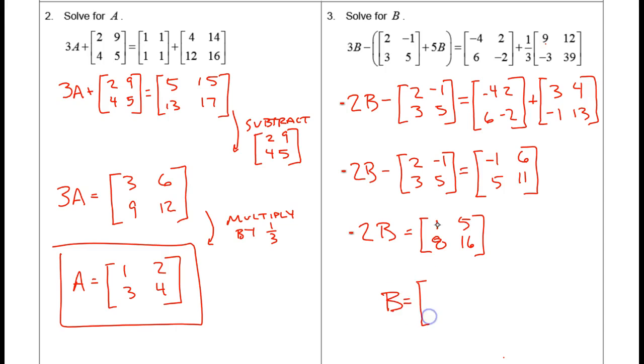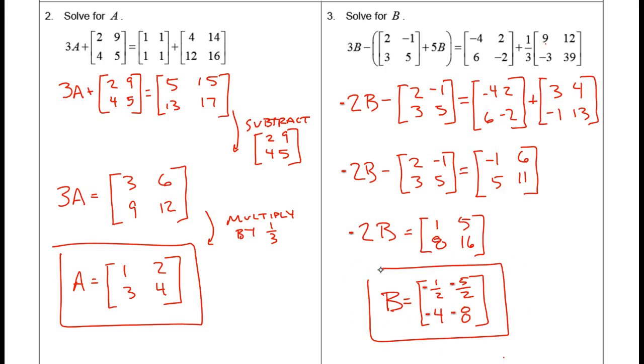Negative 1/2 times 1 is negative 1/2. Negative 1/2 times 5 is negative 5/2. Negative 1/2 times 8 is negative 4. And negative 1/2 times 16 is negative 8. And there's our final answer.